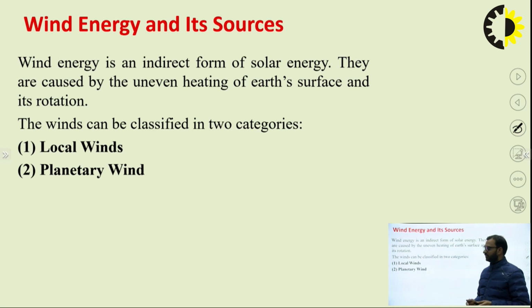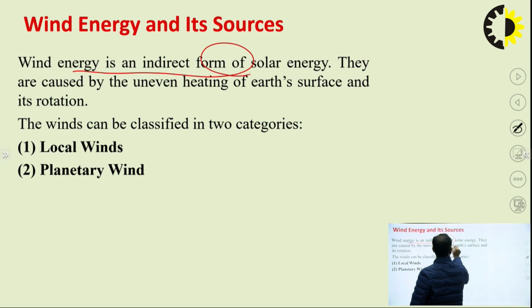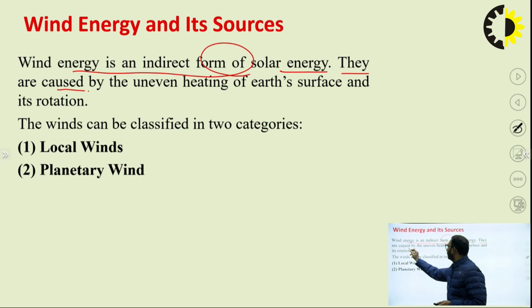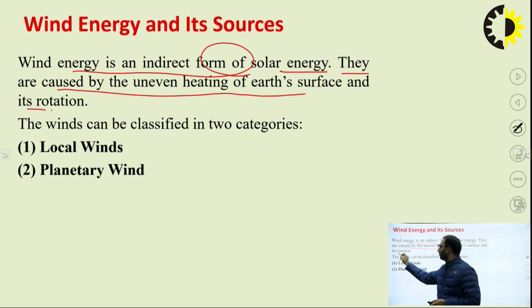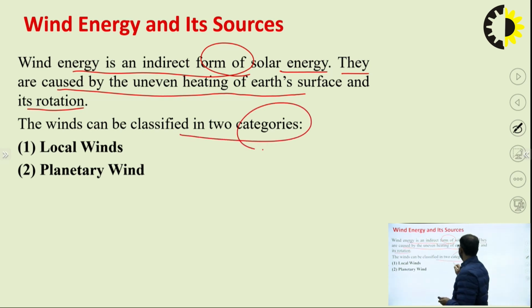What is wind energy? Basically, wind energy is an indirect form of solar energy. Winds are caused by the uneven heating of Earth's surface and its rotation. So due to the temperature difference on the Earth's surface and its rotation, wind is flowing. The wind can be classified into two categories. First one is local winds and second one is planetary wind.